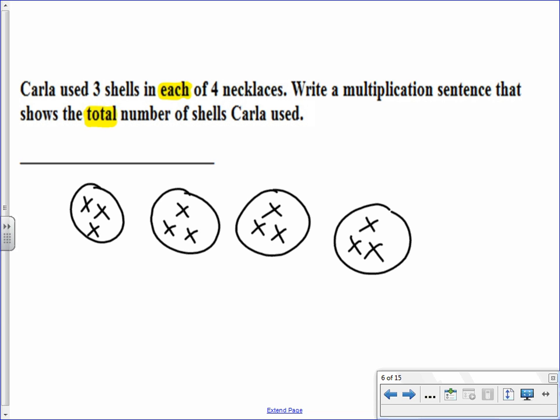Who can tell me what the sentence is? Remember, number of groups times number of items equals the product. Joanna. Great. Boys and girls, so we would, of course, label this 12 shells, right? Because we don't want to leave a naked number there. Boys and girls, if I wrote this as my answer, would I be correct?